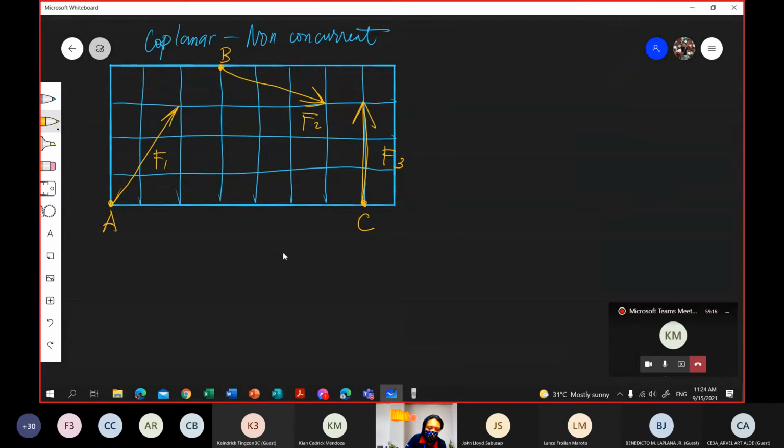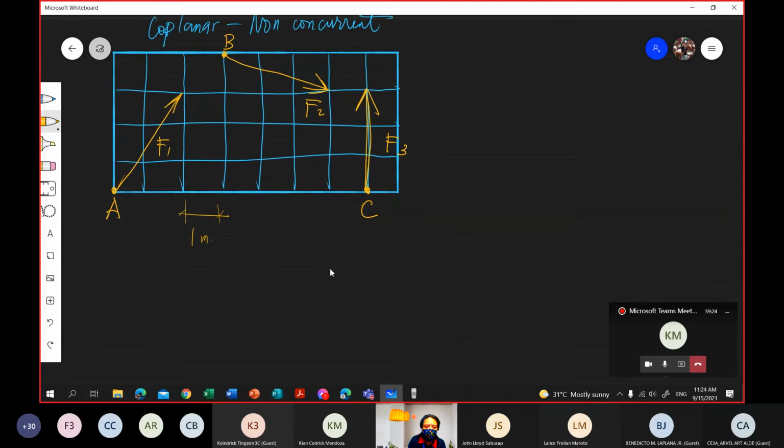I haven't specified yet. Say this is 1 unit or 1 meter. I also haven't identified the magnitudes of F1, F2, and F3. Let's say F1 is 25 kilonewton, F2 is 10 kilonewton, and F3 is 18 kilonewton, for example.